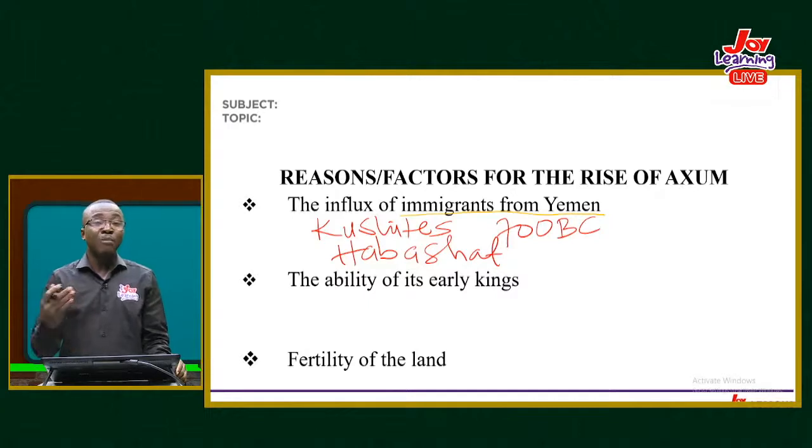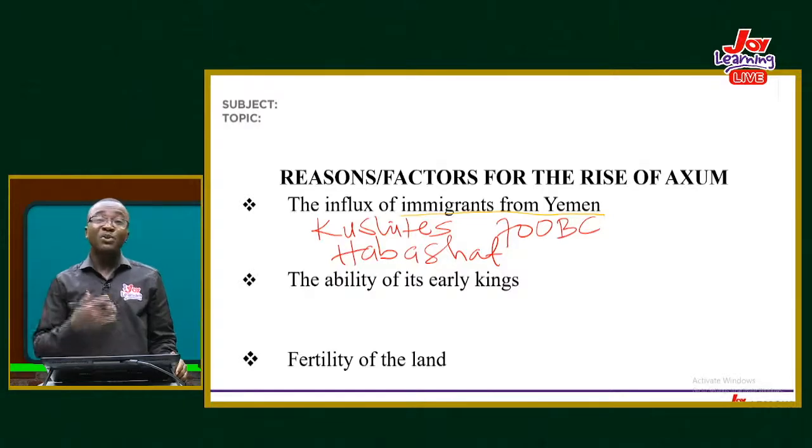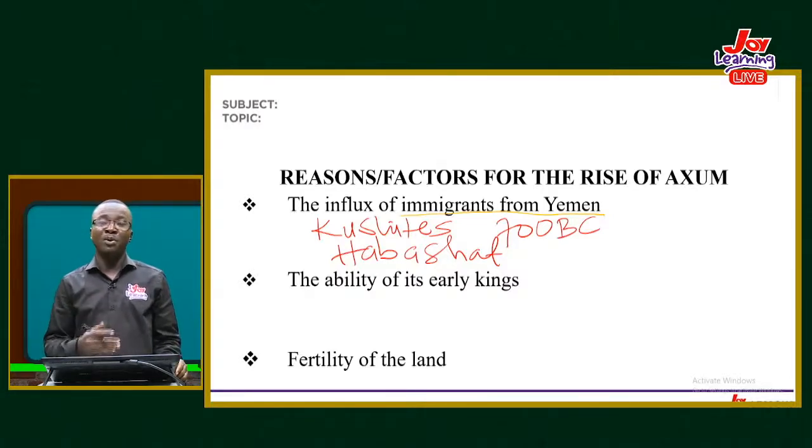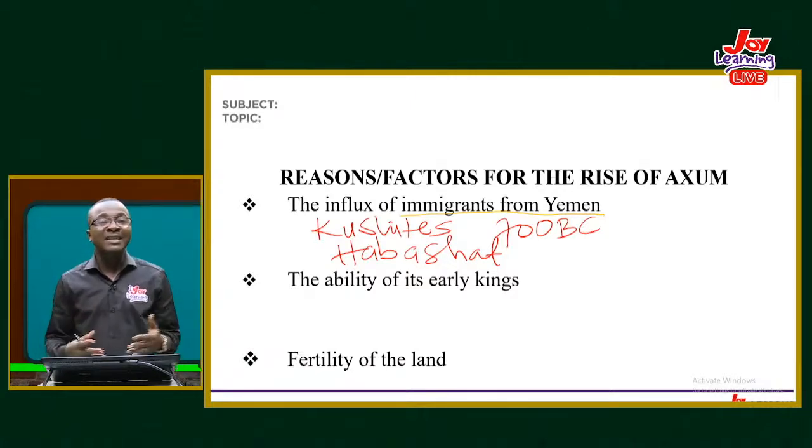So these Habashat moved from Saudi Arabia or Yemen and then came to settle in the highlands of Ethiopia, where they met the local people who are called the Kushite. With time, intermarriage took place between the local people, the Kushite, and these Habashat, or people who had migrated from Yemen. Now, as they intermarried, a new generation or a new population began to emerge. And this population was known as the Abyssinians.